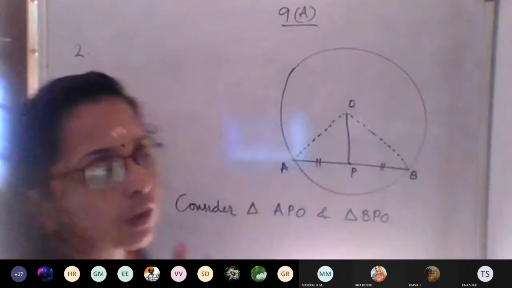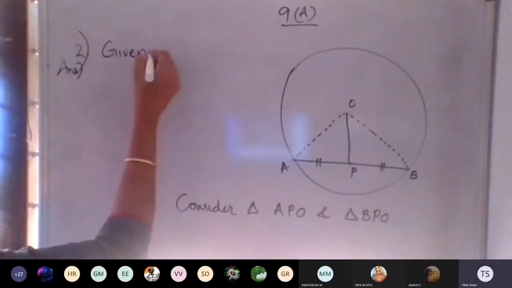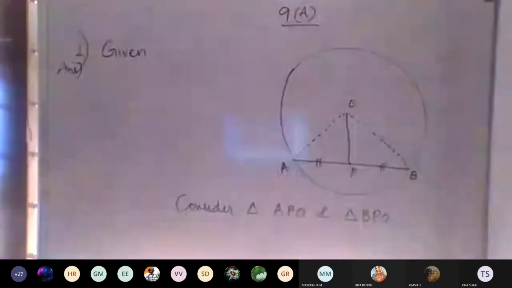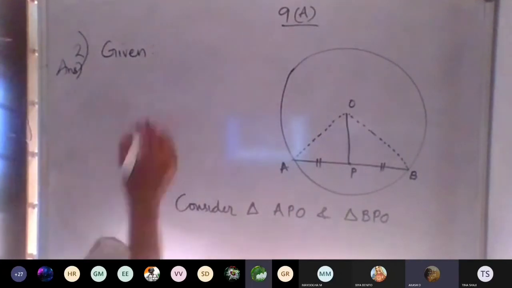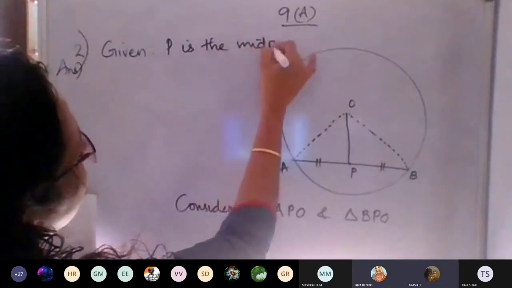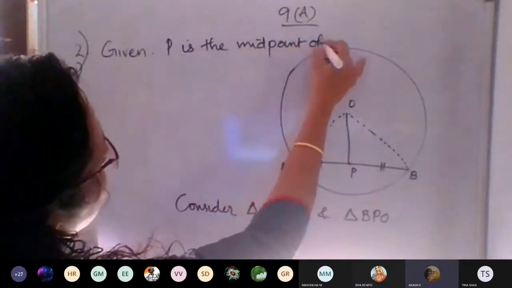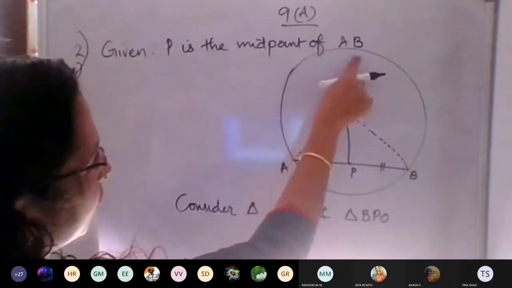What are the things we have to write? Given. What are the things given? Tell me, don't write, I will give you time. P is the midpoint of chord AB. P is the midpoint of AB, that is enough.